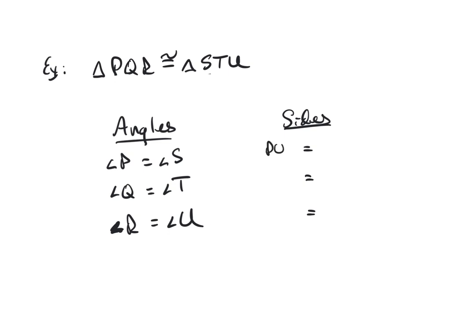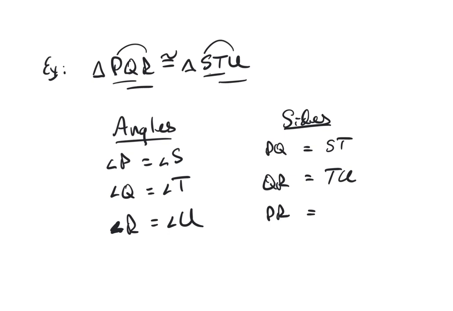I could list the sides from one of the triangles, PQ, QR, PR, and then just pick off the corresponding letters. Which side is going to correspond to PQ? Well, P and Q are the first 2 letters. So the first 2 letters in the other triangle are ST. So therefore they have to be equal and corresponding. QR is the second and third letter. The second and third letter in the second triangle is TU. Therefore they have to be equal and corresponding. PR, first and third. First and third in the other triangle is SU. Therefore they have to be corresponding and equal.